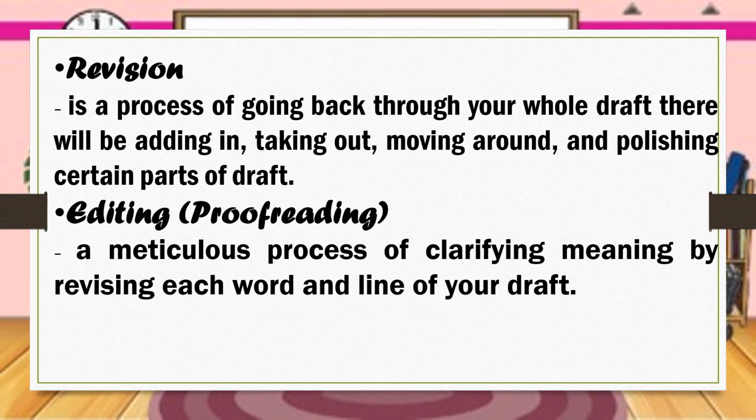Revision. What is a revision? It is a process of going back through your whole draft. There will be adding in, taking out, moving around, and polishing certain parts of a draft. While editing is proofreading, a meticulous process of clarifying meaning by revising each word and line of your draft.